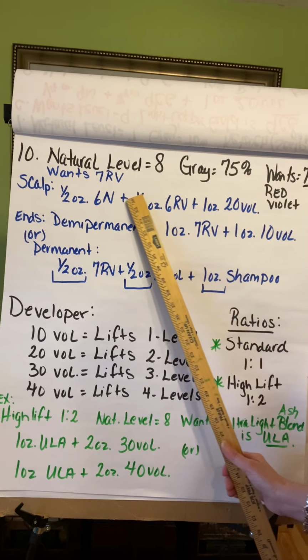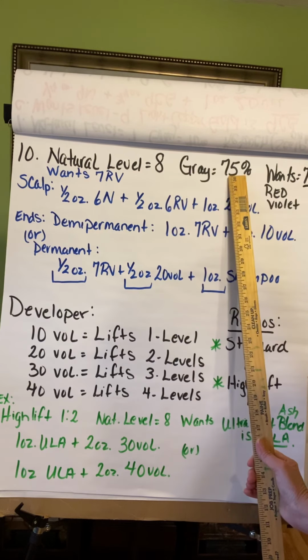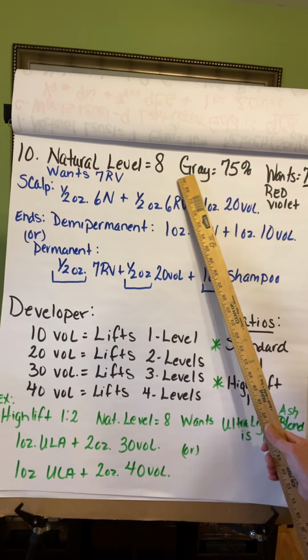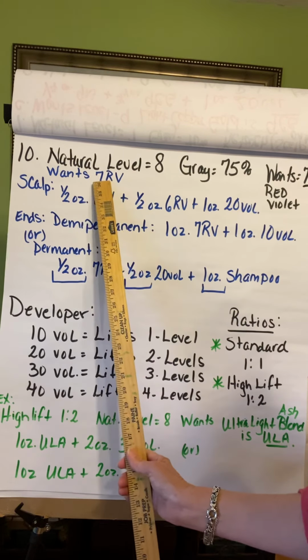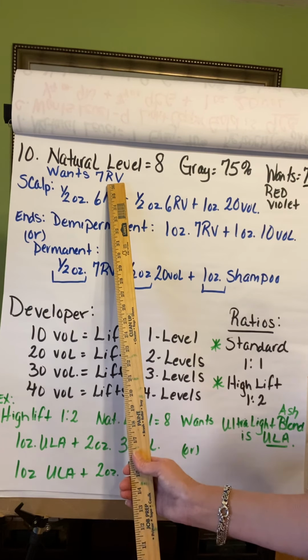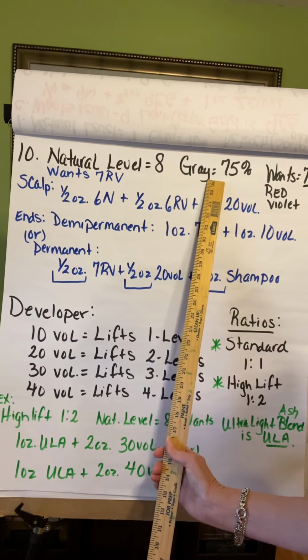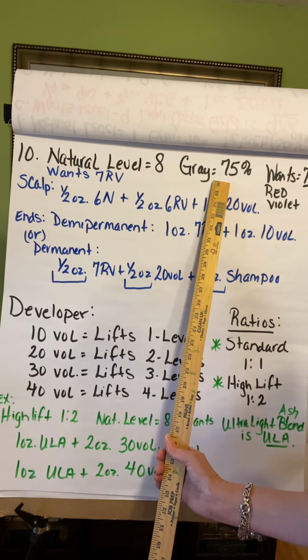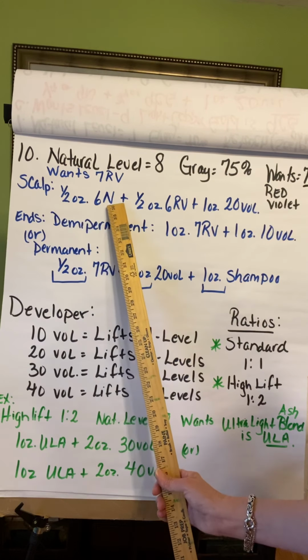So for her scalp, she's at a level 8. She's got a lot of gray, so I got to formulate 1 whole level darker. So she wants to be a level 7. This is what she wants to be. She wants to be a 7 RB. So I have to formulate it 1 whole level darker, and I have to use the natural in it too because it's over 50% gray. 50% or over. So her formula is 1 ounce of 6N.